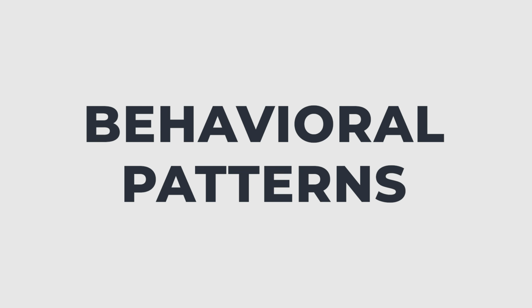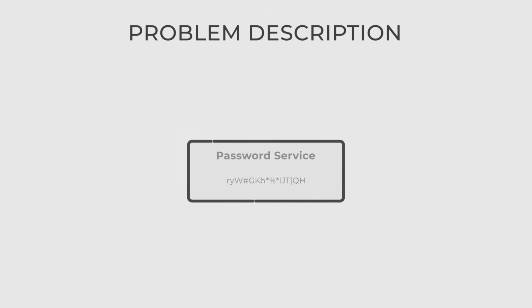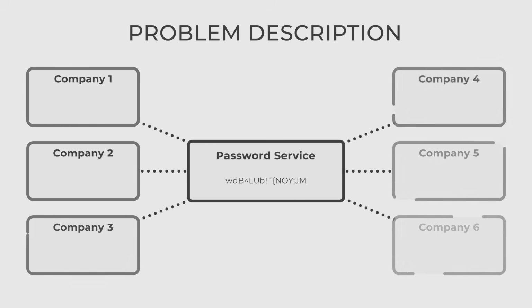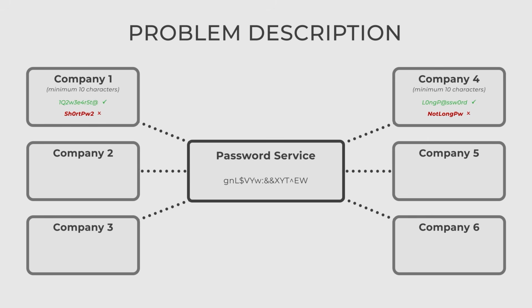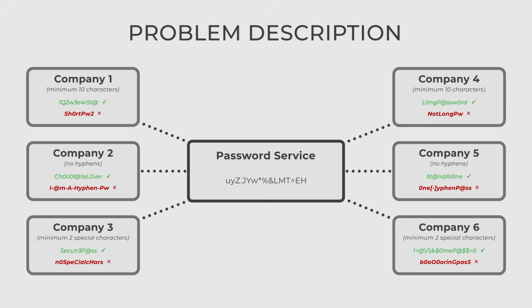Part 3. Behavioral patterns. Chain of responsibility. Imagine that you are building a service that various websites can use to create rules for their password policy. Some companies may require at least 10 characters in the password. Some may block hyphens in passwords, and others may require the password to contain at least 2 special characters.